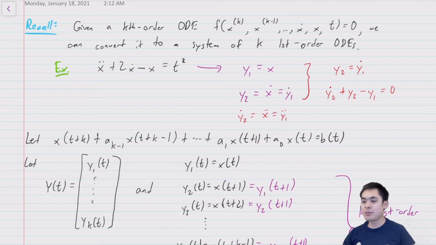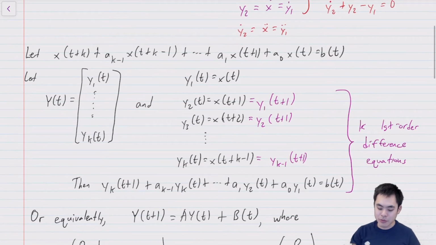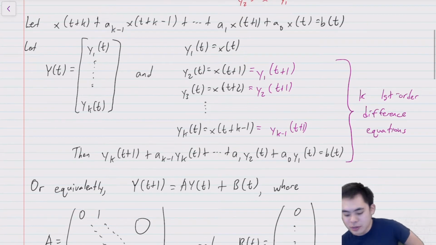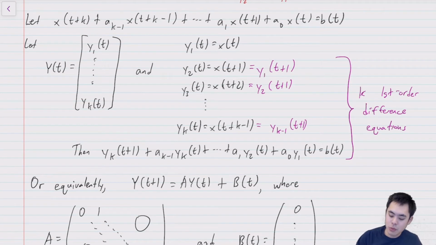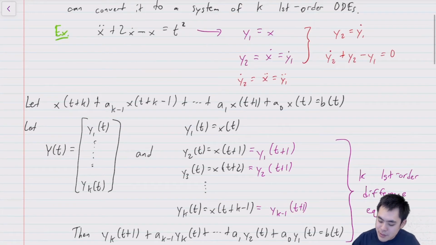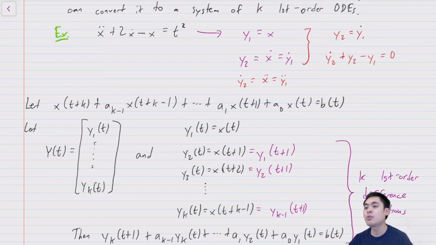And we can do the exact same thing with a kth order difference equation. So that's exactly what we've done in this section. We're going to specialize down to the case where we have constant coefficients, just because that's a lot easier to work with. And so we do the same thing. We want to write our y variables as a vector, just because this will allow us to write it in matrix form later. And then we do basically the same thing, except instead of using dots, here we have t plus 1, or t plus 2, or t plus 3. So that's the equivalent thing.